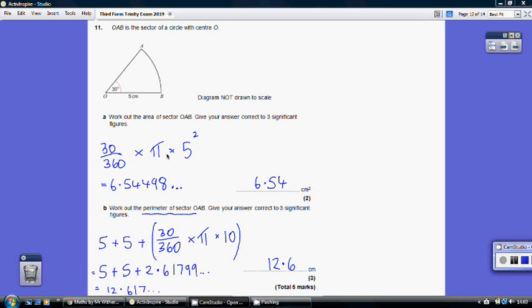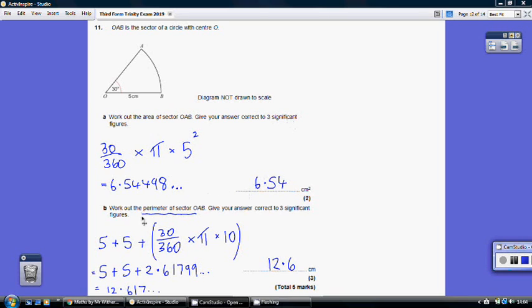this part is the area of a circle, which is pi r squared. So that's pi times the radius squared. Now the radius is 5, so that's pi times the 5 squared. So popping that into my calculator, I get 6.54498... So to 3 significant figures, that's 3 digits in total, that is 6.54.